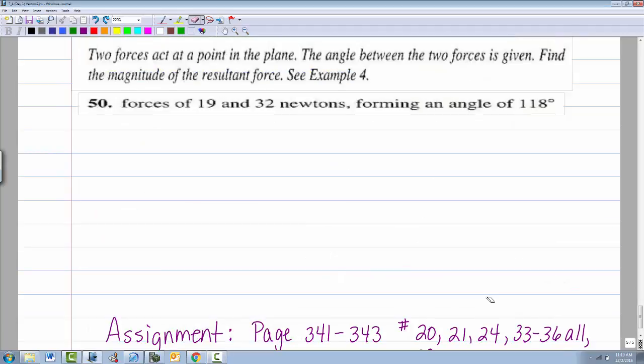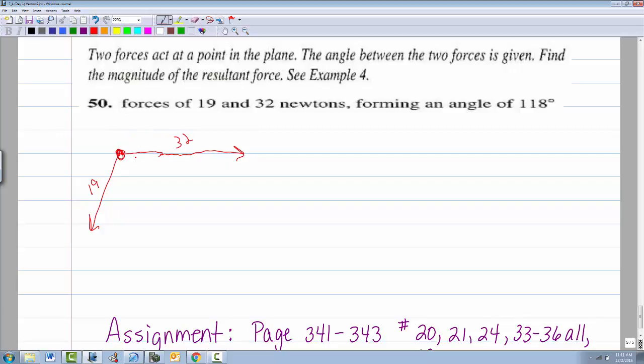Okay, so forces of 19 and 32 newtons act on an object, and the angle between them is 118 degrees. Try to draw that. It's bigger than 90. So one is going this way. That's 19. We'll do this one that looks longer. How much longer? 32. Quite a bit, huh? That's 32 newtons.